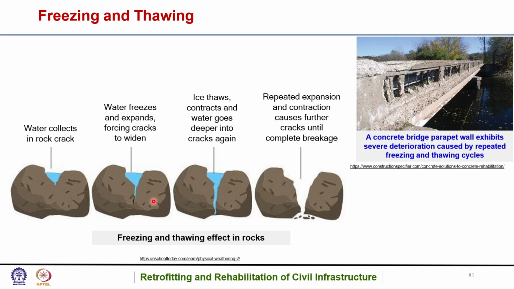And if we see how it affects rocks, the water collects in rock cracks, then it freezes and expands, forcing cracks to widen. Then the ice thaws, which means it melts again, contracts, and water goes deeper into cracks again. Repeated expansion and contraction causes further cracks until complete breakage. That is how the freezing and thawing effect in rocks occurs. And a concrete bridge parapet wall exhibits severe deterioration caused by repeated freezing and thawing cycles, as can be seen here.